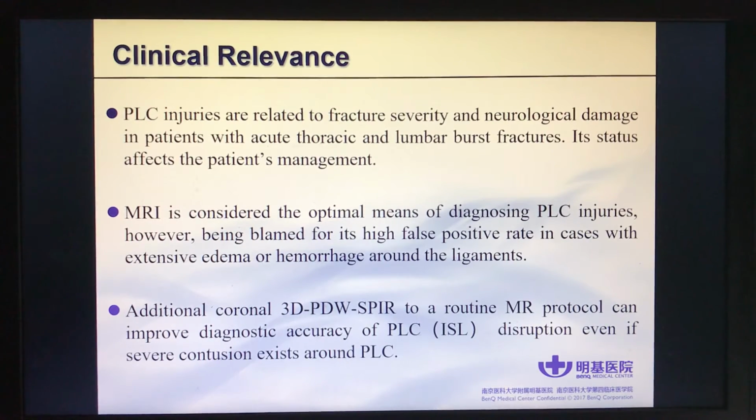Clinical relevance. PLC injuries are related to fracture severity and neurological damage in patients with acute thoracic and lumbar burst fractures. Its status affects the patient's management. MRI is considered the optimal means of diagnosing PLC injuries, however, being blamed for its high false positive rate in cases with extensive edema or hemorrhage around the ligaments. Adding coronal 3D PD SPACE to a routine MR protocol can improve diagnostic accuracy of PLC disruption, even if severe contusion exists around a PLC.